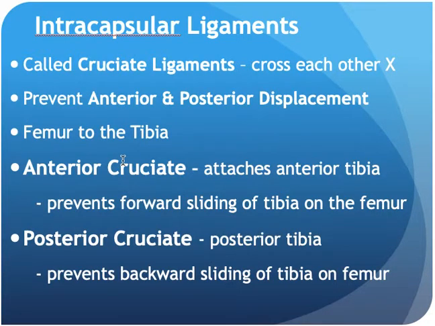Okay, so anterior cruciate prevents forward sliding of the tibia on the femur. Posterior cruciate prevents backward sliding, or that posterior movement, of the tibia in relation to the femur.